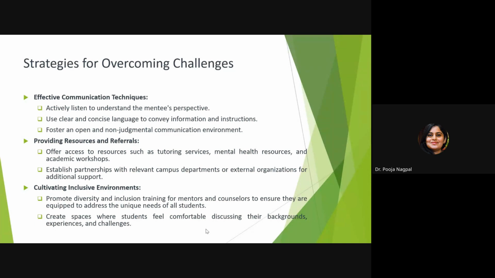You can send them to some kind of workshop. You can even conduct your own workshop, depending on that. But if you are a counselor, you don't need to create something, because it's your task to provide counseling. That is part of your curriculum, to create workshops and to provide resources for mental health services, like that.